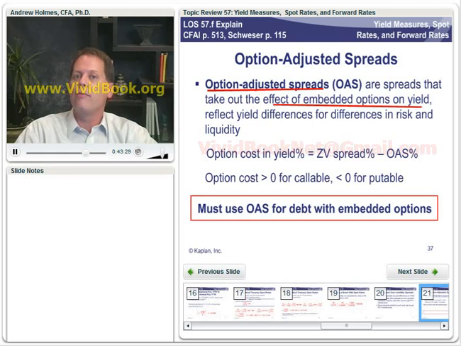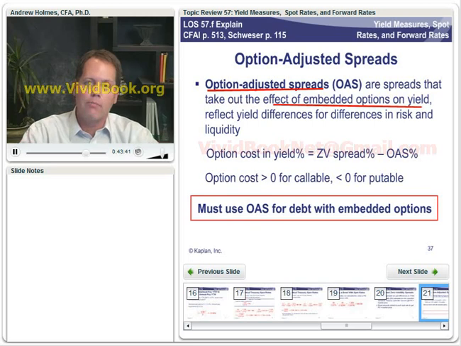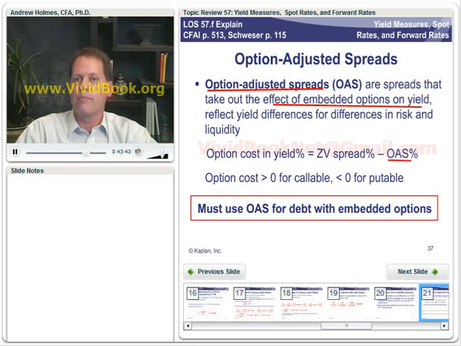So all we're doing is asking what the impact of the option on the return will be, and that shrinks down the spread. So that is the OAS, the option adjusted spread. We're going to talk about it in much more detail at level 2. A couple of things that you ought to know. The option cost is the z-spread minus the OAS. So what happens if the z-spread is 50 basis points and the OAS is 50 basis points? Then that's a non-callable bond, so there's no difference there.